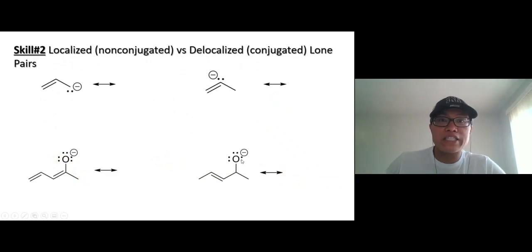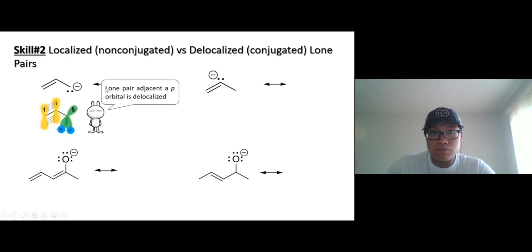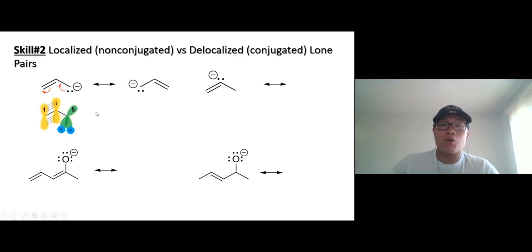All right, guys. Continuing from the previous video. After you have determined if there's conjugation or not, the next related skill is to determine if a lone pair can move or delocalize, which means it's conjugated, or it cannot move, localized, staying at the same place. From the previous video, we talked about the lone pair adjacent to a double bond: it can be parallel with the two p orbitals here. So it is delocalized. You can draw the curved arrow there and draw out another resonance structure.